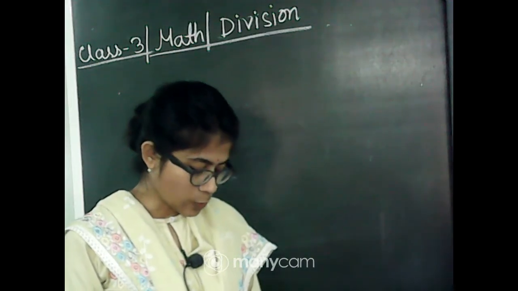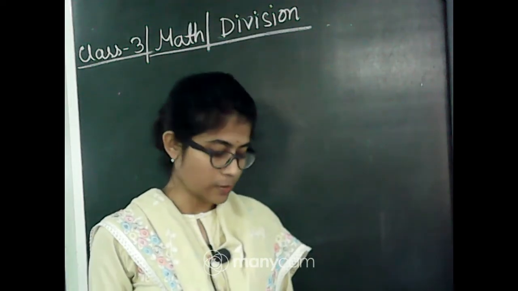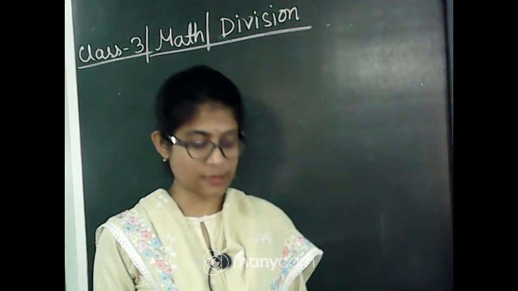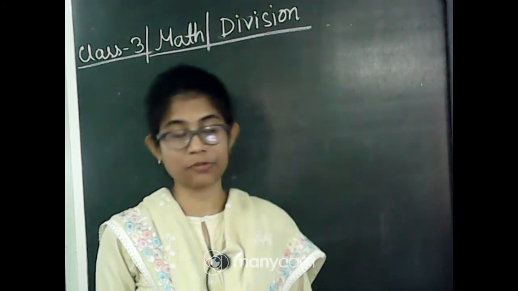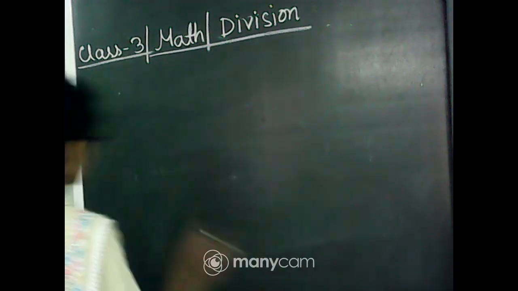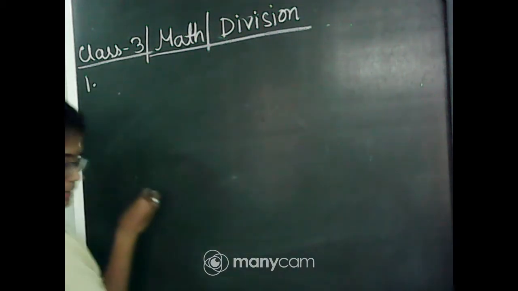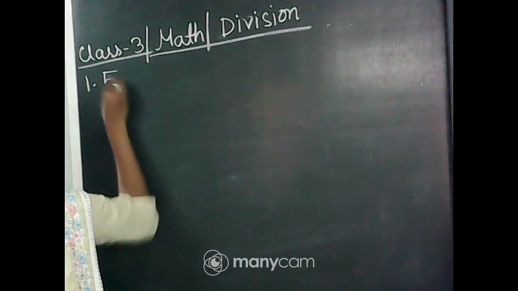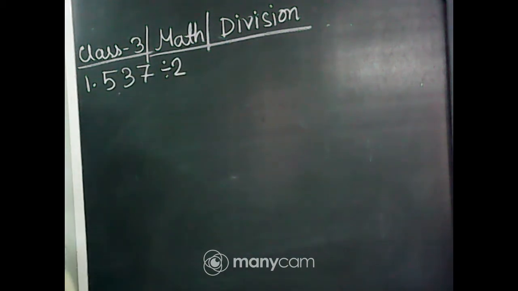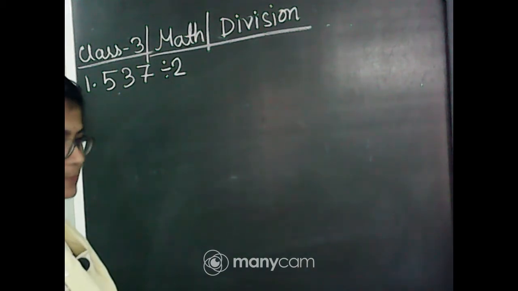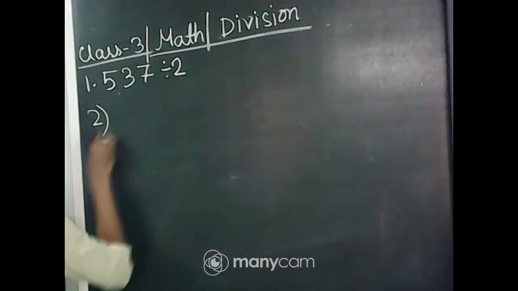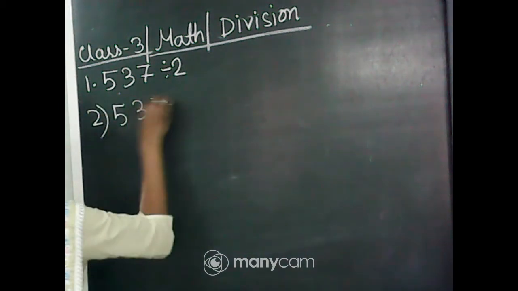You can open exercise 32, because in that exercise you will find lots of sums where you can find the quotient and remainder both, okay? So let's take the first example: 537 divided by 2. Now you have to do the division. Let's see how we have to do it. You can write it like this, okay?